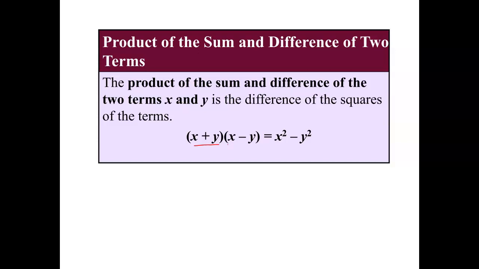Notice if I have two terms that are identical in binomials, but I'm adding one and I'm subtracting the other, that gives me a difference of squares, which is a special case factoring that we're going to be doing later. So knowing that connection, being able to go back and forth is really important, because you can't factor a difference of squares unless you know that it gives you the product of a sum and difference. Okay, so you need to be able to go back and forth between the two.